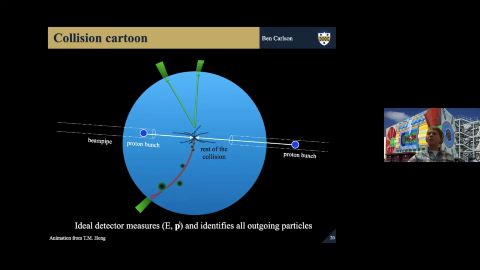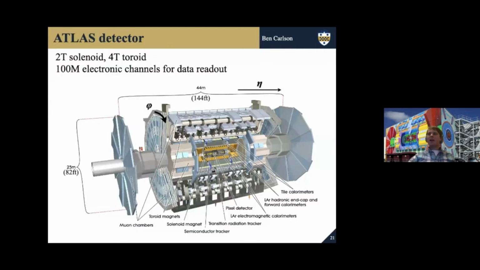So what we want to do in our ideal detector is measure their energy, measure their momentum, and then identify what kind of particle is coming out of the interaction. The way we do that is by building a really substantial detector. I work on the ATLAS detector, and so this is the detector I'll be describing today.